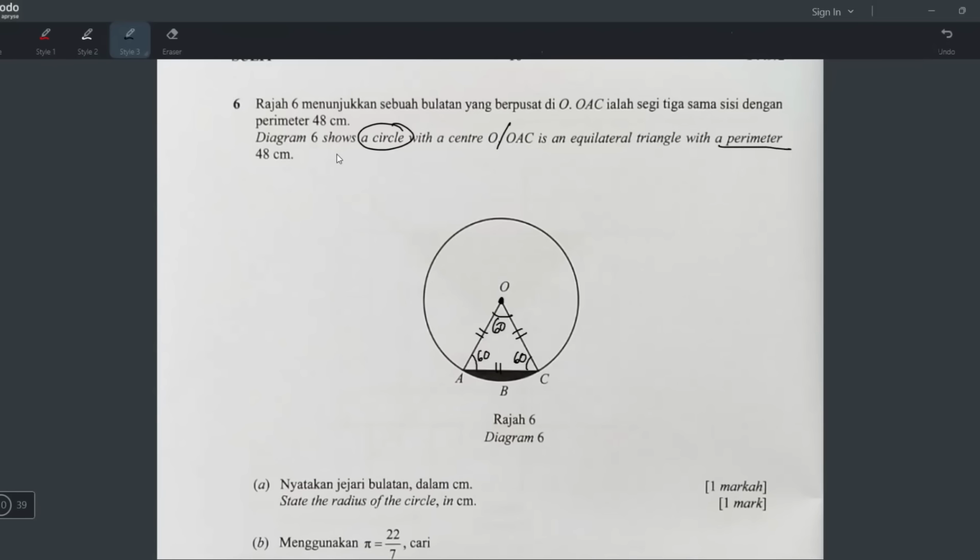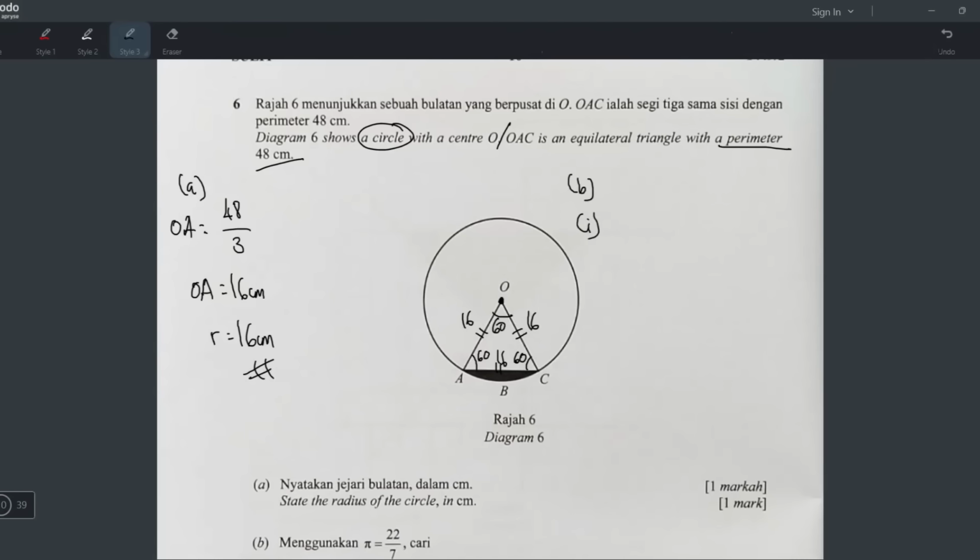And also they say the perimeter is 48. So it means OA plus AC plus OC, these three sides tambah is 48. But since all three sides is sama panjang, you can just take 48 divide by 3 to get the OA. Yeah. So you tekan this, you get 16 cm. And guess what? OA is 16, OC is also 16, AC is also 16. Right? Okay, now A says state the radius of circle. This is the answer. Because the radius is OA. Yeah. So that's the A answer. Done. So now we can do B.